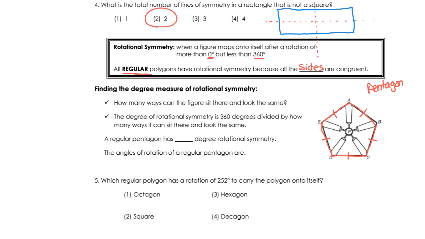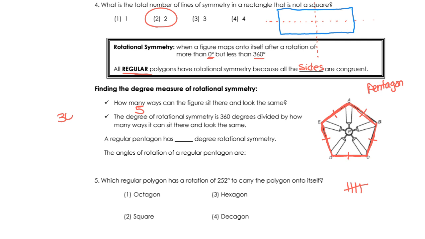I could have DC on the bottom, and that would be one way. I could put, what is that, a B? Yeah, BC on the bottom, and that would be a second way. I could turn it so that AB is on the bottom. That'd be a third way. I could turn it so AE is on the bottom, and that would be a fourth way. And I could turn it so that ED is on the bottom, and that would be a fifth way. So there's 5 ways this picture can sit here and look like the exact same pentagon that we started with. And then the degree of rotational symmetry is 360 degrees divided by how many ways it could sit there and look the same.